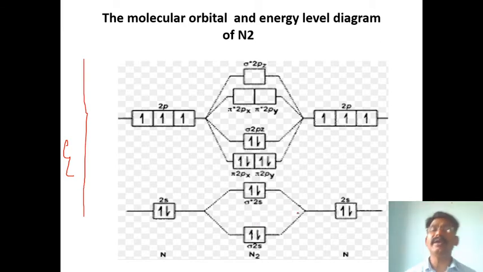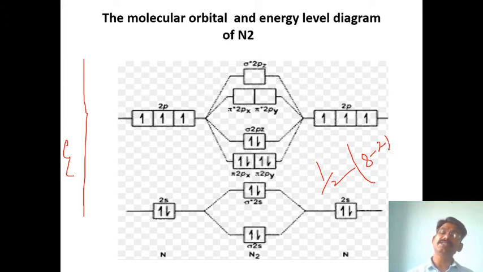Now how can you calculate the bond order? We know that bond order is half into the bonding electrons minus antibonding electrons. Bonding electrons are how many? Here 6 plus 2, 8 bonding electrons, minus antibonding electrons, which are 2. So 8 minus 2 is equal to 6, and 6 by 2 is equal to 3. So the bond order is 3.